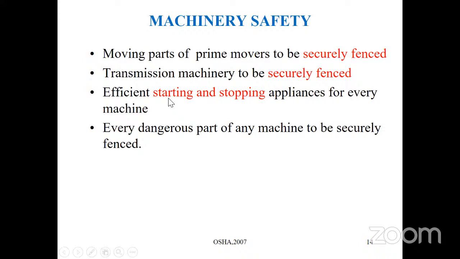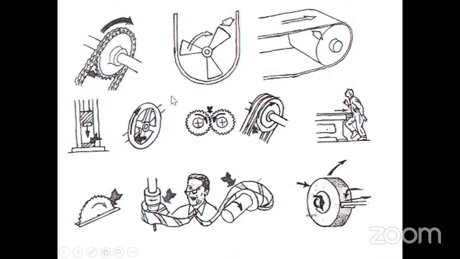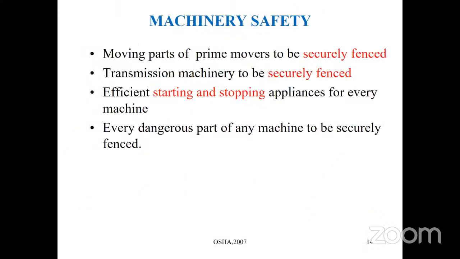And then we have machinery safety. Moving parts of prime movers to be securely fenced. Transmission machinery to be securely fenced. And then efficient starting and stopping appliances for every machine. That one is very important. And every dangerous part of any machine should be securely fenced.